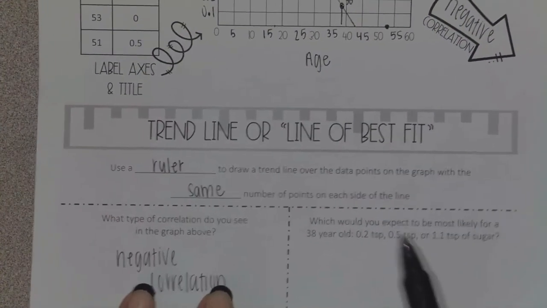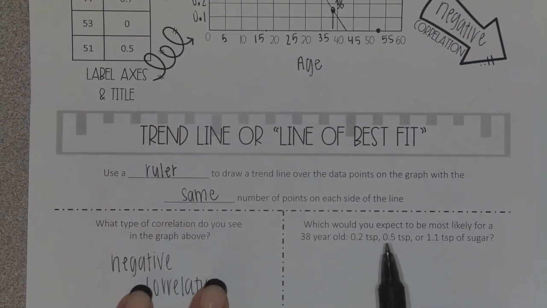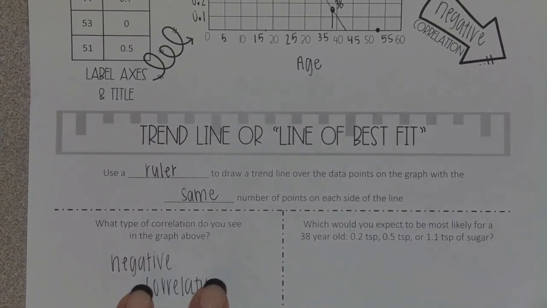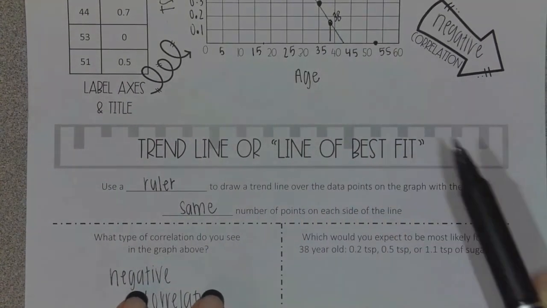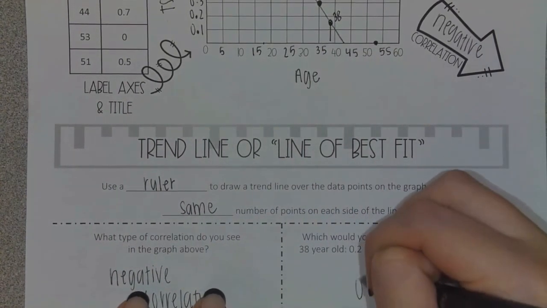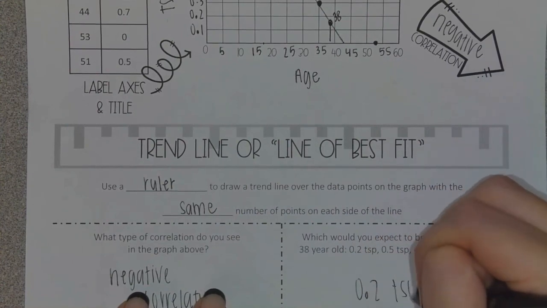So when we look at our options, I've got 2/10 of a teaspoon, 5/10 of a teaspoon, or 1 1/10 of a teaspoon. Again, I didn't interview a 38-year-old, but I can predict that they probably would be closest to that 2/10 of a teaspoon.